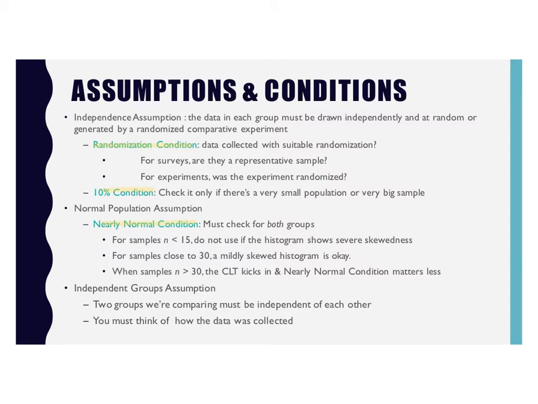And then nearly normal condition, for both groups, samples of less than 15, I would draw a graphic display. Again, that could be a stem and leaf plot, a dot plot, or a histogram, or a box plot, okay? And remember, if your sample is above 30, the central limit theorem takes over, and we say the sample's distribution is approximately normal. Independent groups assumption, two groups we're comparing must be independent of one another, so you have to think of how the data was collected for this.